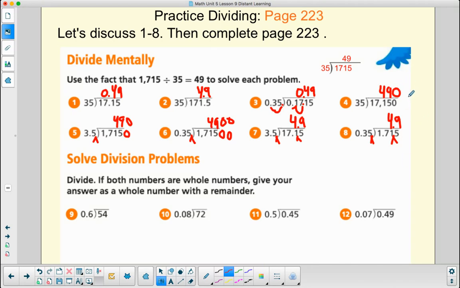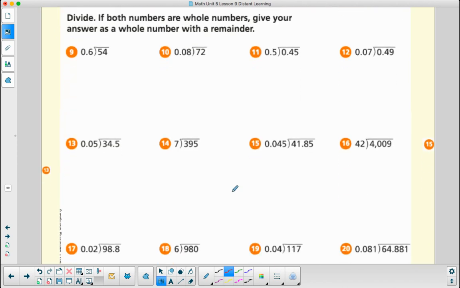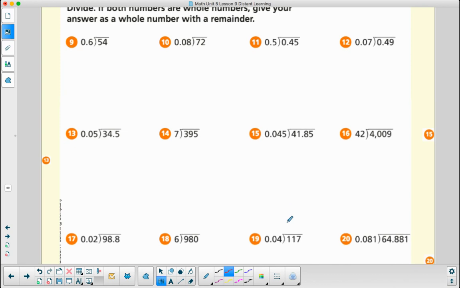Now, solve division problems. Divide. If both numbers are a whole number, give your answer as a whole number with a remainder. So that means when you have a problem like number 14, 395 divided by 7, they're both whole numbers, then you're going to give your remainder as a whole number. So you'd say like remainder 3. Any other ones, if we have a decimal number at all, then you're not. You're going to continue the decimal if you need to. Okay, here is 9 through 20. Take a good close look at them.